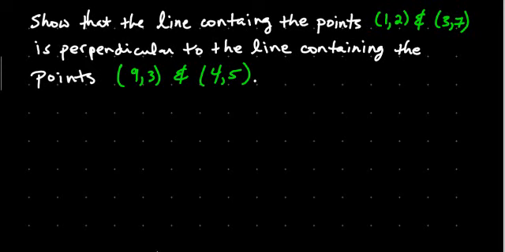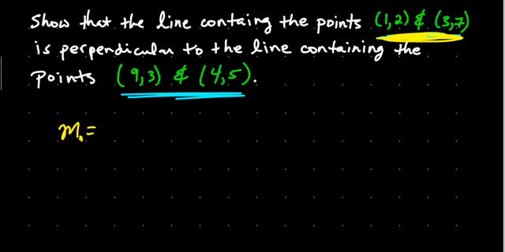And this one we're given the points. We're given that a line passes through these 2 points, and we're given that a line passes through these 2 points. And we want to show that those 2 lines are perpendicular to each other. So all I really need to do is find the slope of each line. So let's do that one in yellow there. Let's say M1.